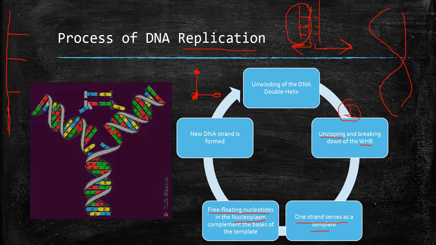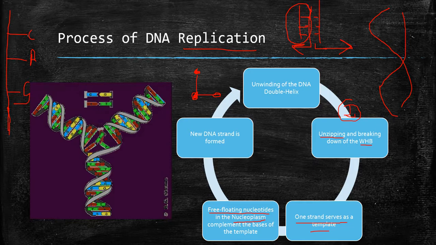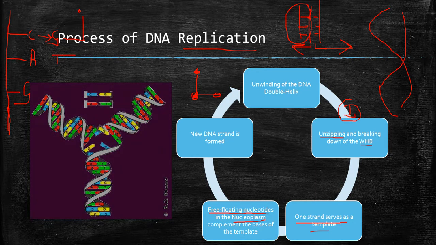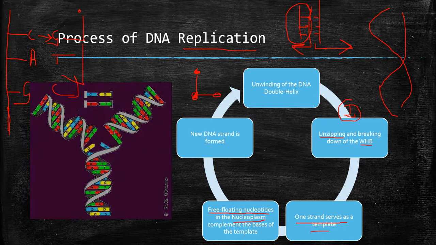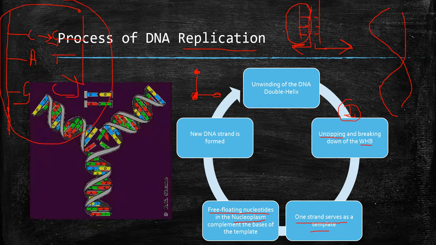So for instance, here if we had cytosine, adenine, and here we had guanine, the free-floating nucleotides that will complement this: we'll have one that has guanine here, which will complement with cytosine, and here we'd have one with thymine that would come here, and here we'd have one with cytosine that would come here, and then before you know it, you have an entire DNA molecule.